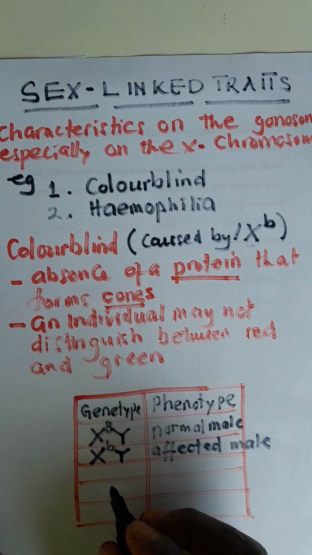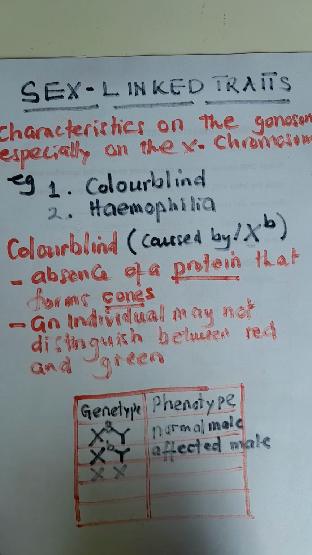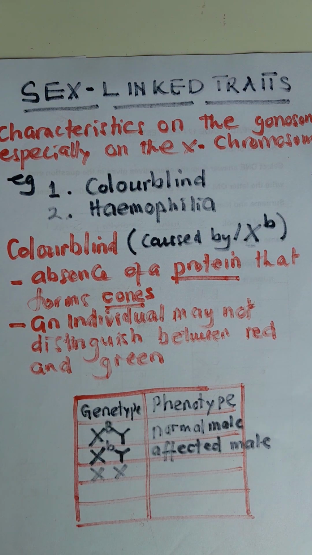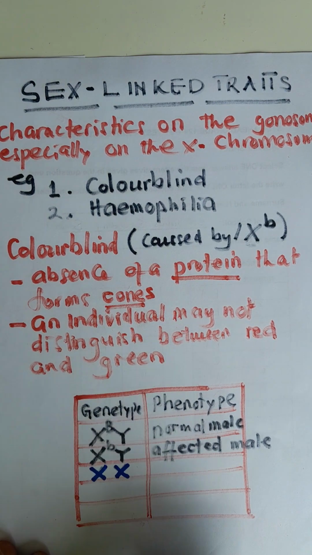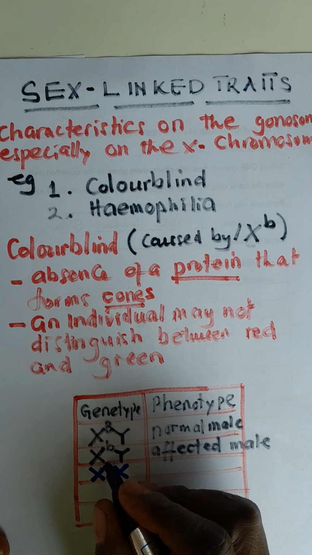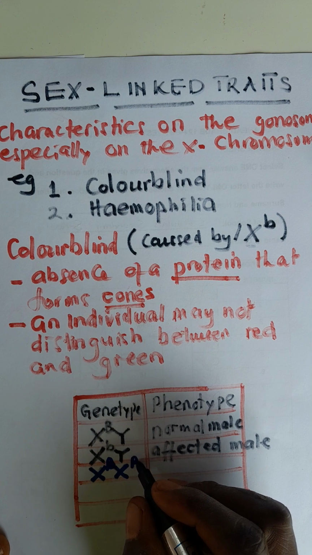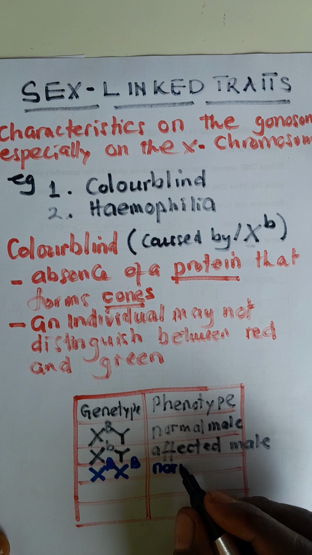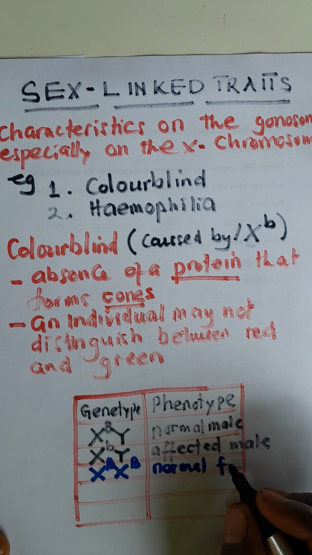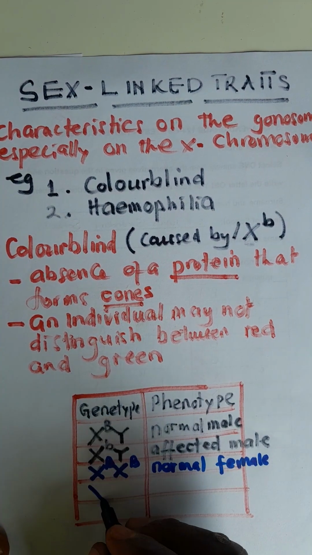So let's look at the females. We know that females are XX. Females are XX on their gonosome. So if a female has XX, the combination can be X^B and X^B. This woman is going to be a normal female. Or it can be XX.